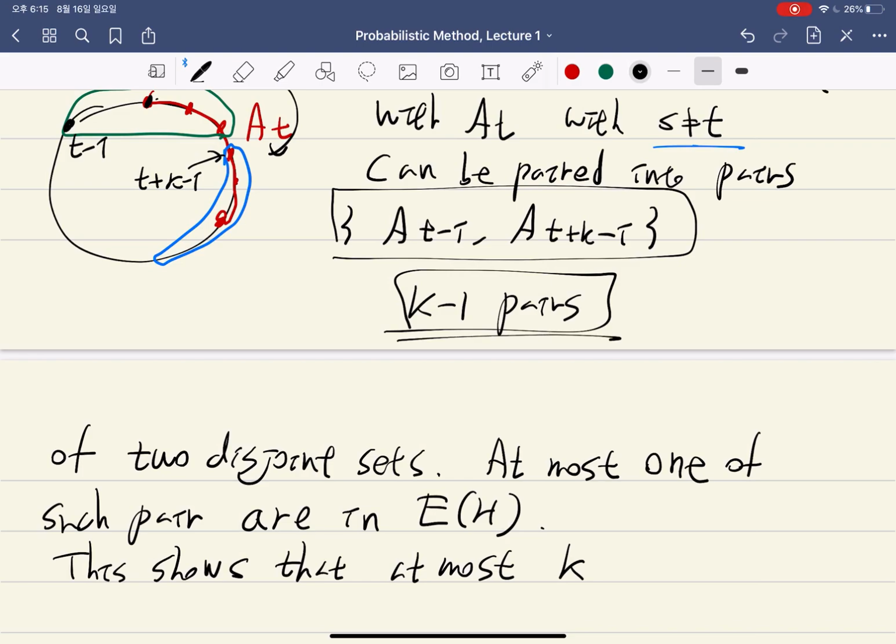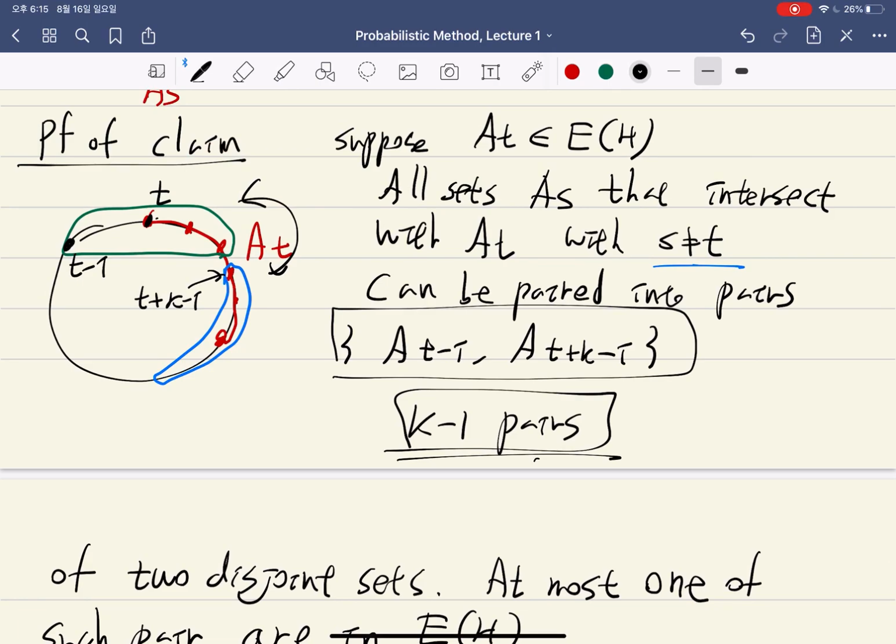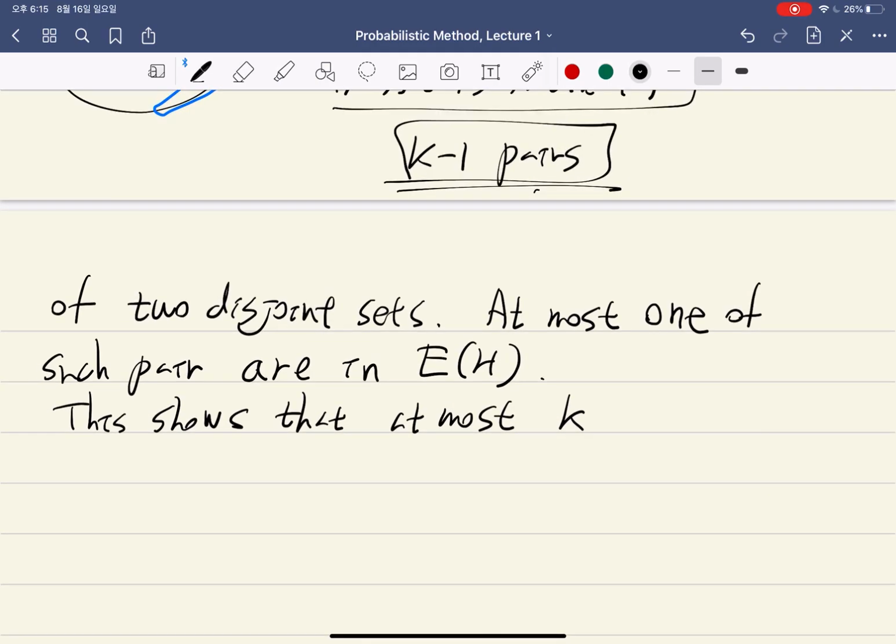And one from each pair is in H. And then A_T itself is in H. So at most k of the sets A_S are in H. So this shows the claim.